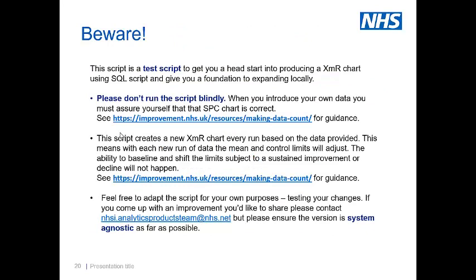Just a reminder that you shouldn't run the script blindly. When you introduce your own data, you must assure yourself that the statistical process control chart is correct and is being interpreted correctly. And if you want a better understanding of the interpretation of statistical process control, again, follow the Making Data Count website. Secondly, I just want to remind you that the XmR chart will run based on all the data provided. So if you add a new month's data to the script, the process limits and mean line will adjust to include that new data.